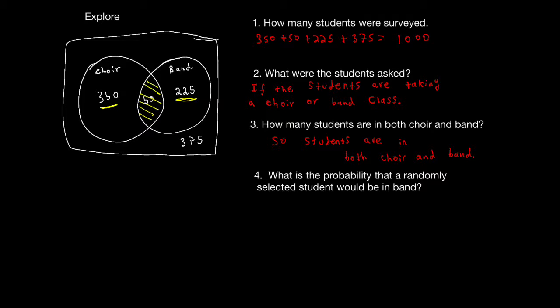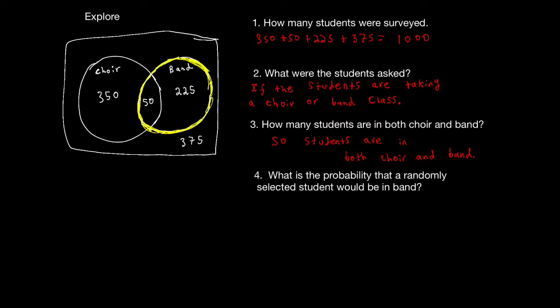For the final question, what is the probability that a randomly selected student would be in band? Let's clear this Venn diagram from the yellow shading. Now we're going to focus, or zoom in, on the circle that is labeled as band. Here, I'm going to outline this in yellow. You can see that this outlined circle represents the people that are taking a band class.